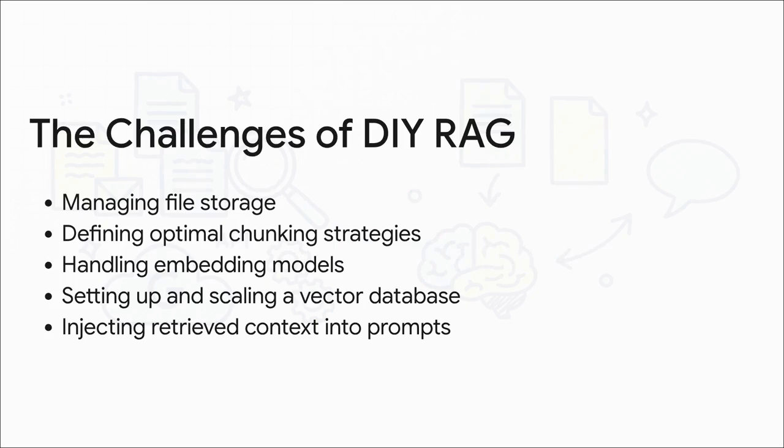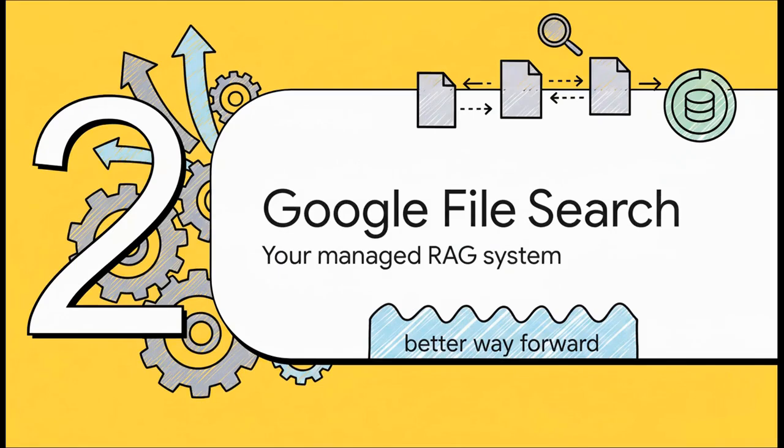When you decide to build RAG from the ground up, you are on the hook for everything. You've got to manage the file storage, you have to figure out the best chunking strategies, which is a whole science in itself. Then you're handling embedding models, setting up and scaling a vector database, and after all that, you still have to code how to inject the context into the prompt. Honestly, any one of these steps could be its own full-blown project. So, there has to be a better way forward, right?